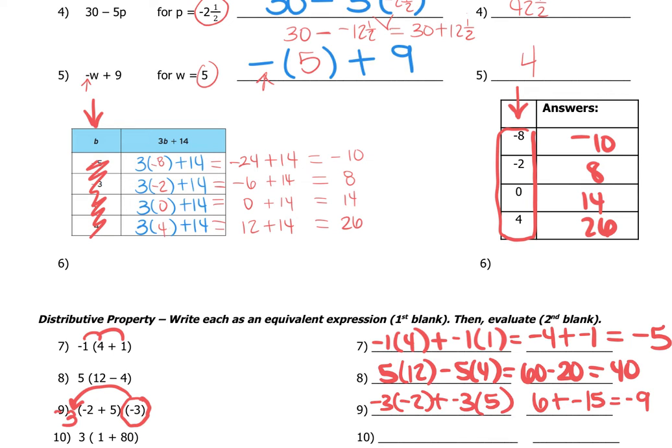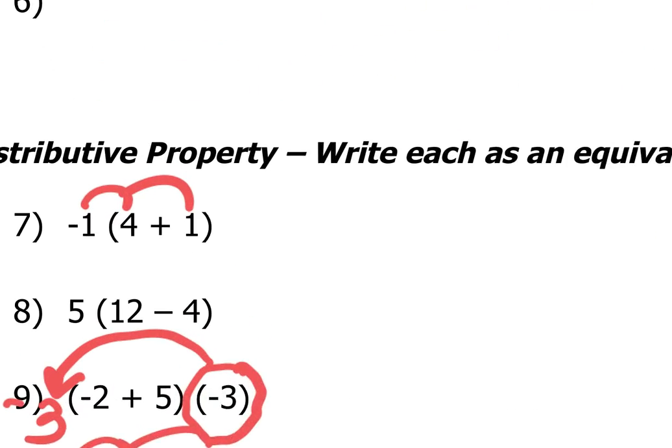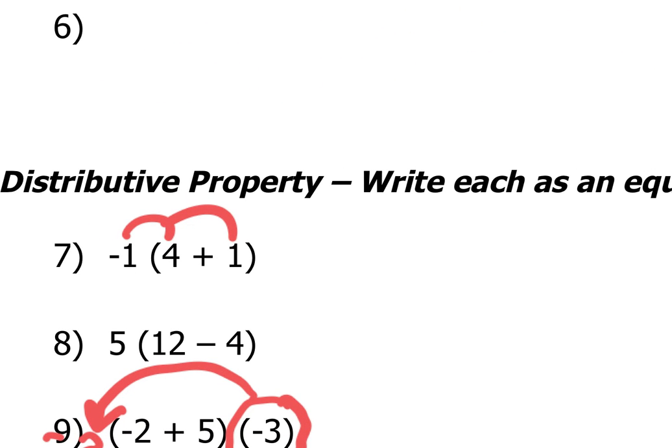For number 10, we'll distribute the 3. So it's 3 times 1 plus 3 times 80, or 3 plus 240, which would give us 243.